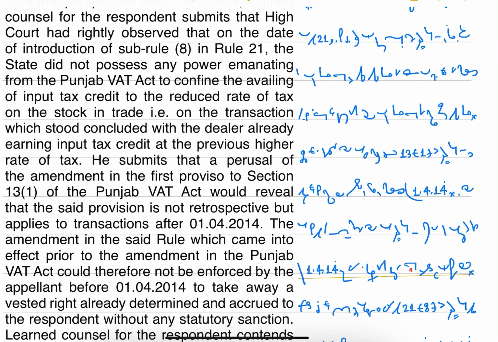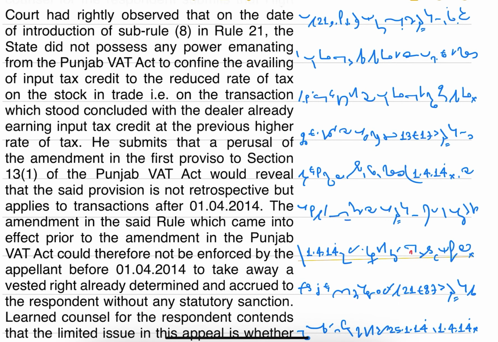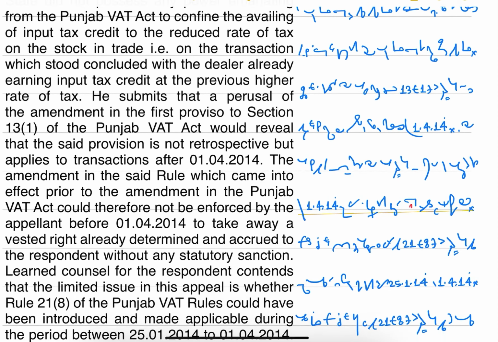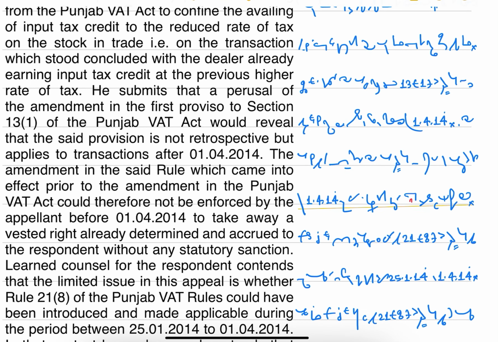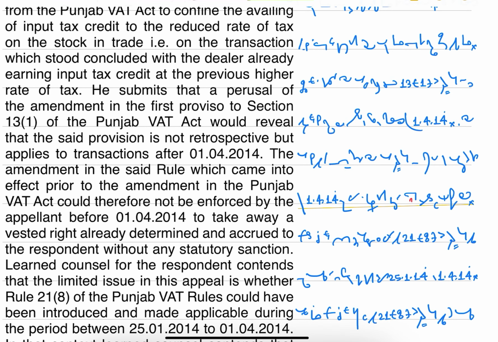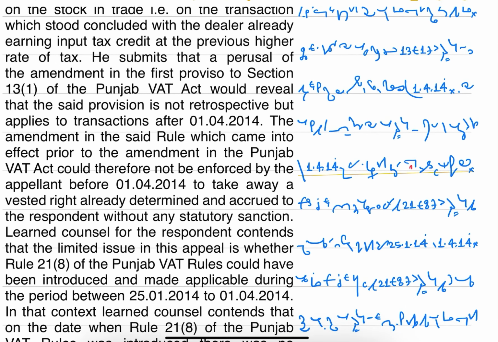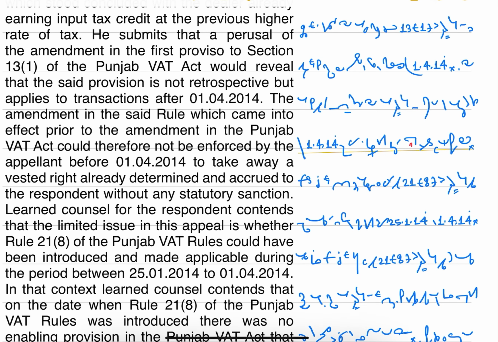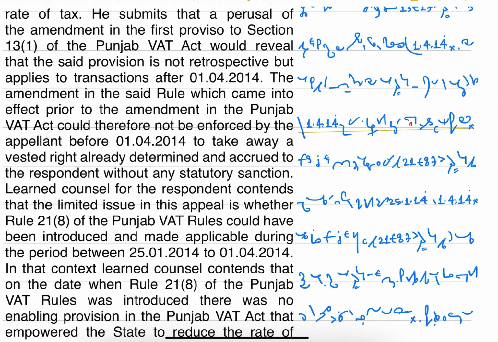He submits that a perusal of the amendment in the first proviso to section 13(1) of the Punjab VAT Act would reveal that the said provision is not retrospective but applies to transactions after 1/4/2014. The amendment in the said rule, which came into effect prior to the amendment in the Punjab VAT Act, could therefore not be enforced by the appellant before 1/4/2014 to take away a vested right already determined and accrued to the respondent without any statutory sanction.